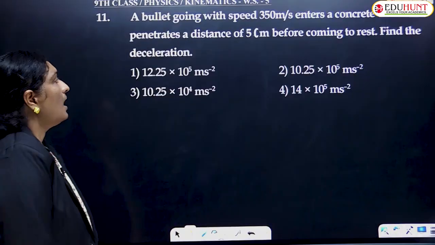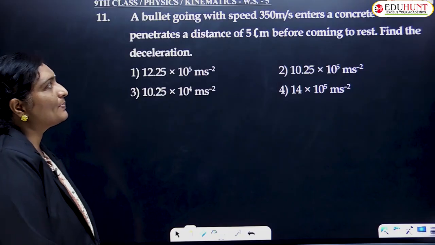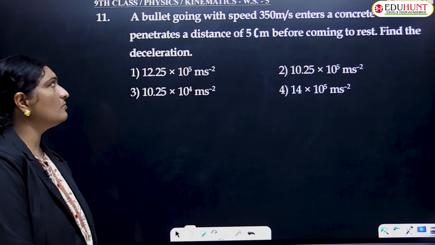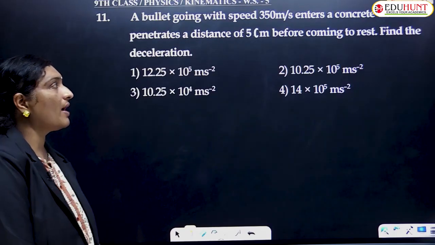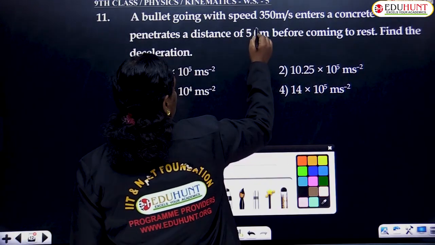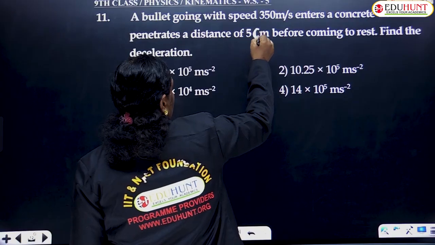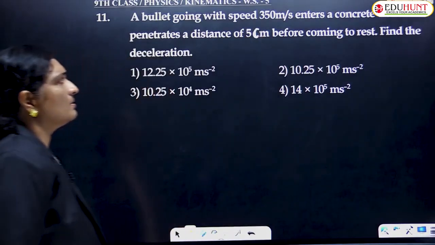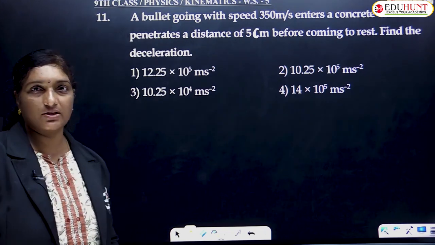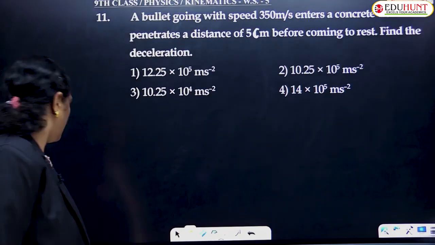Well, moving ahead, a bullet going with speed 350 meter per second. Initial speed was given as 350 meter per second. It enters a concrete wall and penetrates a distance of 5 centimeters. Children, there is a slight correction in your book. It was printed earlier as 5.0 meters in your book. Just to make a correction, it was not 5.0 meters, it's 5 centimeters. So make the corrections, then you can go with the answer.